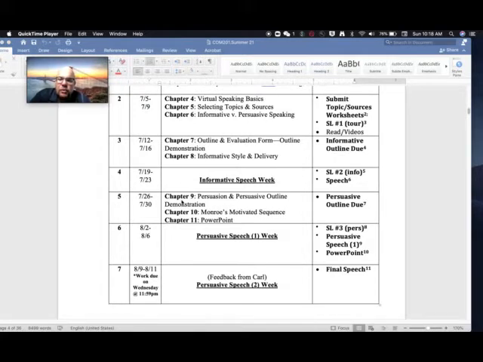And to do that, we'll need to talk about Monroe's motivated sequence because you will use Monroe's motivated sequence for your persuasive speech. Full stop. Let me say that again. You will use Monroe's motivated sequence for your persuasive speeches. Okay. So stick with me here.